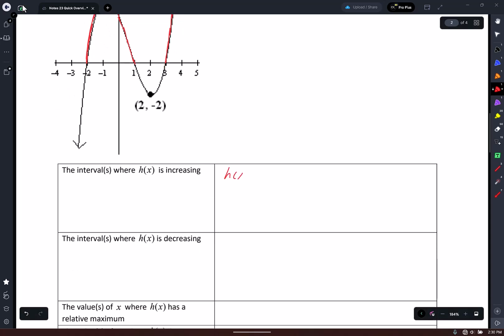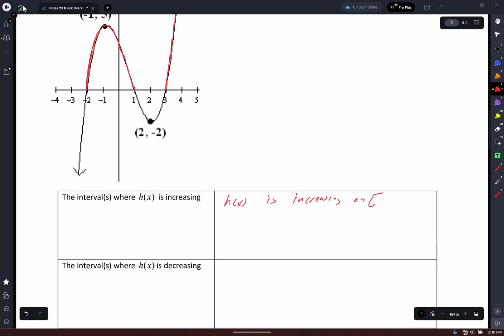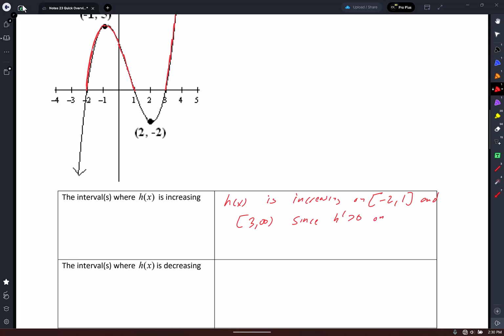I'm going to write h of x is increasing on the closed. And then when you state the derivative, make sure it's open. When I say open, I'm talking about parentheses. H of x is increasing on bracket -2 all the way to 1 with a bracket, and bracket 3 to infinity with a parenthesis, since h prime is positive on -2 to 1 with parentheses and 3 to infinity with parentheses.